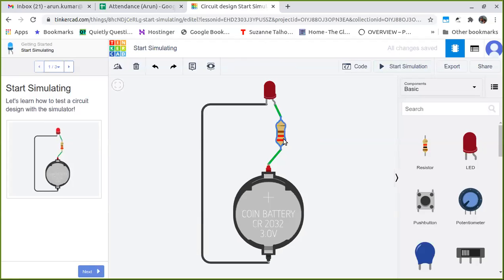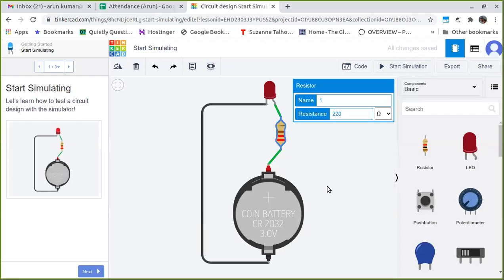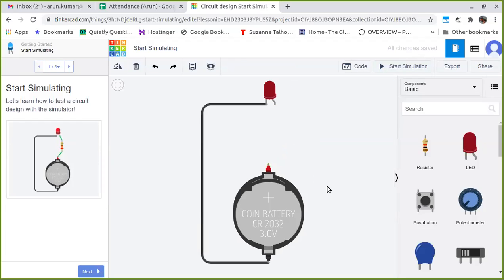Now I want to figure out what is the role of the resistor over here. Why do I need a resistor? Because in all our circuits so far, all we have done is connected the battery to the LED. So I'm going to remove the resistor over there, and I'm going to connect the battery directly to the LED. Those who know electric circuits, you can tell me what's going to happen now if I start the simulation.